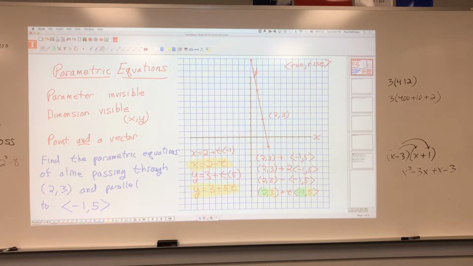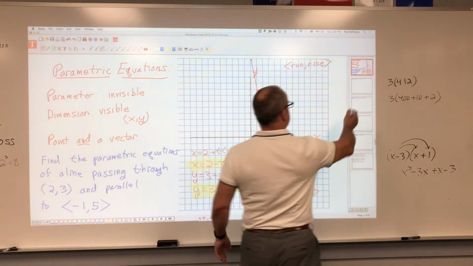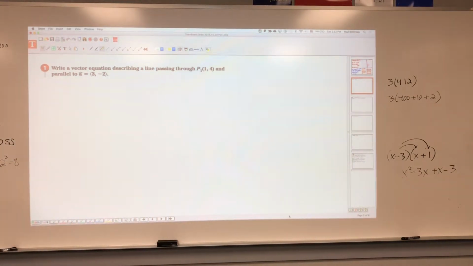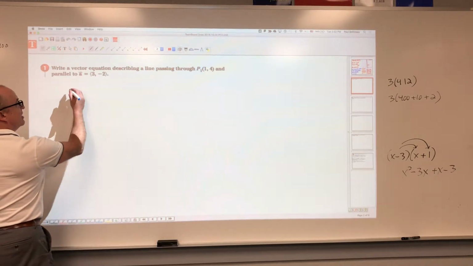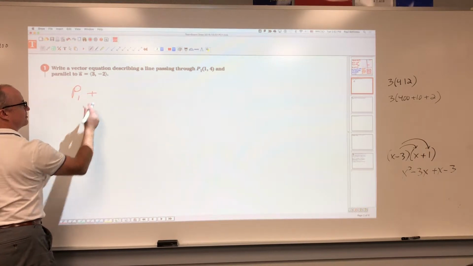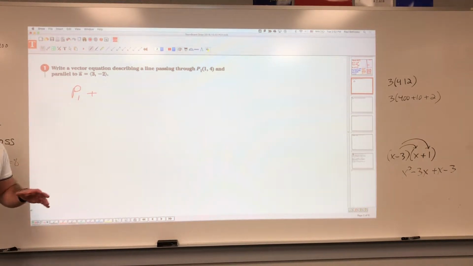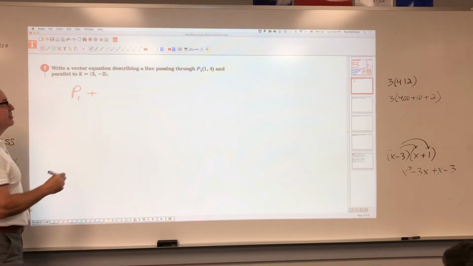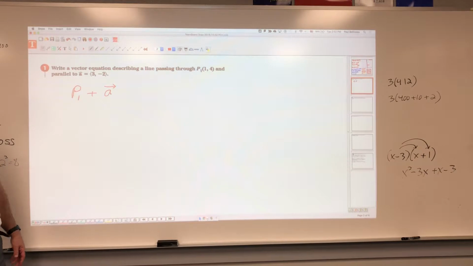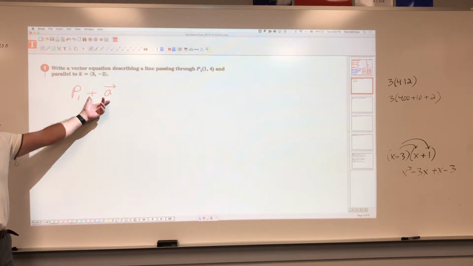All right. Now, let's see if we can apply that to maybe an example or two. Write a vector equation describing a line passing through a point and parallel to a vector. Does this look familiar? It's frighteningly like what we did. We could graph it, but one way to think of it, and this is mathematically a little bit weird, is as a point plus a vector.